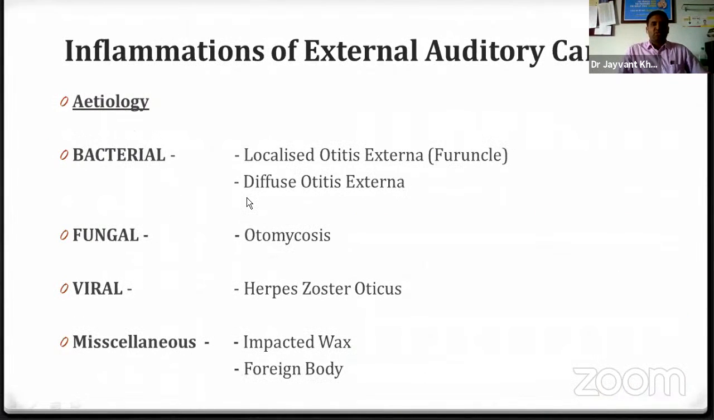Inflammation, this is important. These pathological or inflammatory conditions, like bacterial, fungal, viral, and miscellaneous, are the important diseases in the external ear. Bacterial: localized otitis externa or furuncle, diffuse otitis externa. Fungal: otomycosis. Viral: herpes zoster oticus. Miscellaneous: impacted wax, foreign body. Okay, we will go in detail.